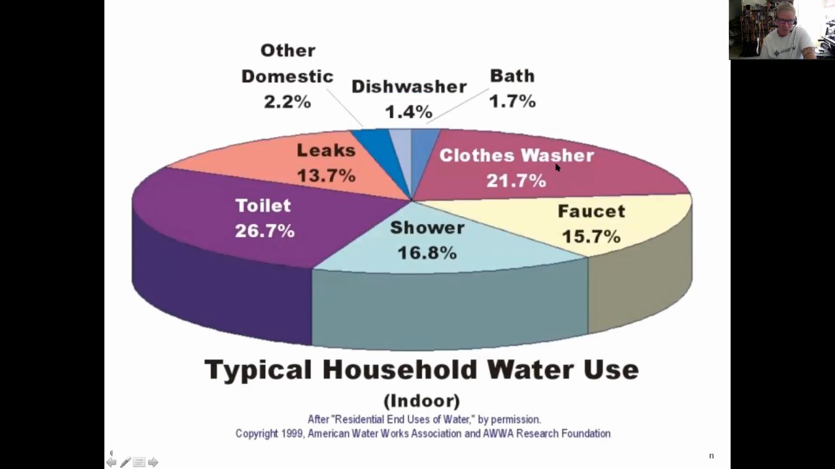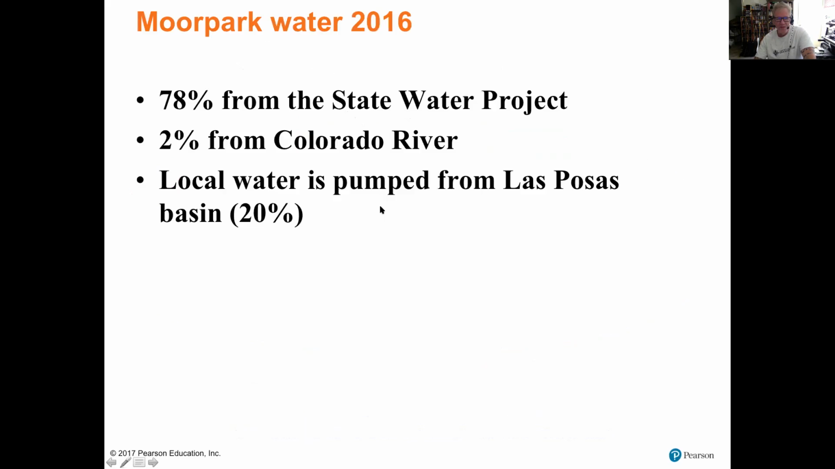If you use a washer to wash your clothes, it uses a lot of water. If you shower, again, very, very high usage of water. Faucets, and then leaks. That's why it's so important to check for leaks. So that's pretty much the typical home usage there.